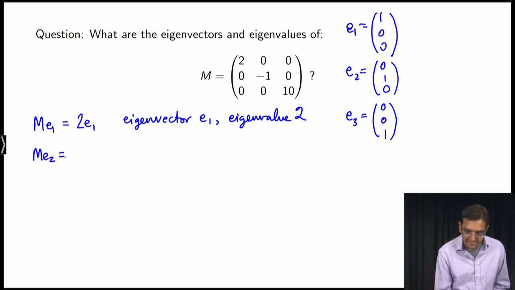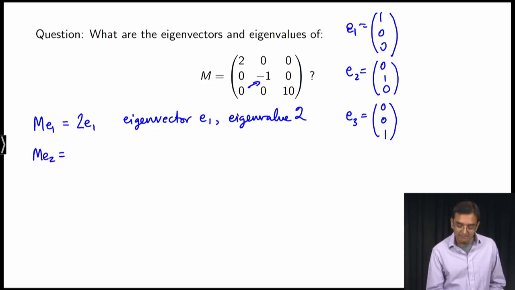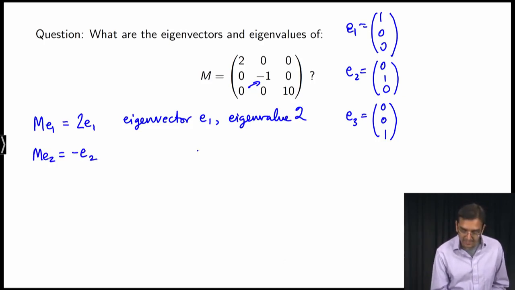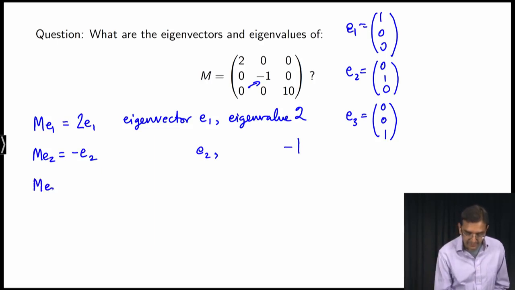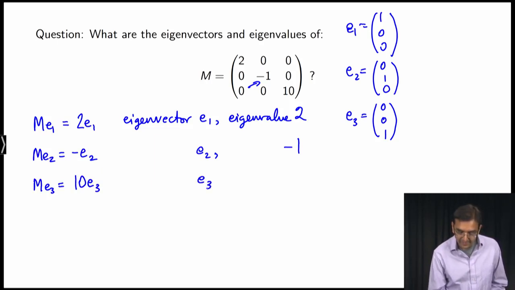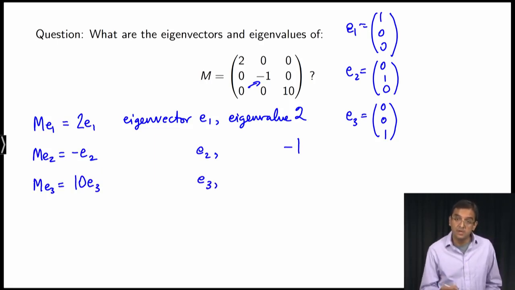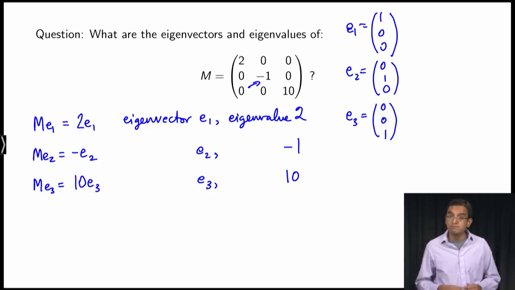Now M sends E2 to simply minus E2. And so E2 is also an eigenvector, and the eigenvalue in that case is the scaling factor, minus 1. And M sends E3 to 10 times E3. So E3 is an eigenvector with corresponding eigenvalue 10. Okay, so E1, E2, and E3 are natural directions or eigenvectors for this diagonal matrix.